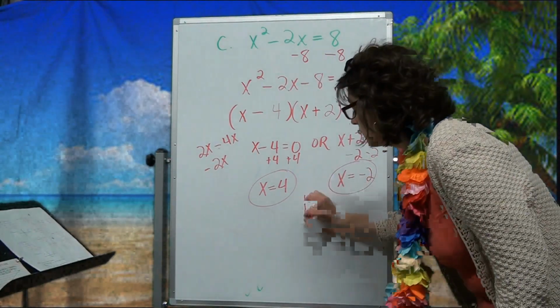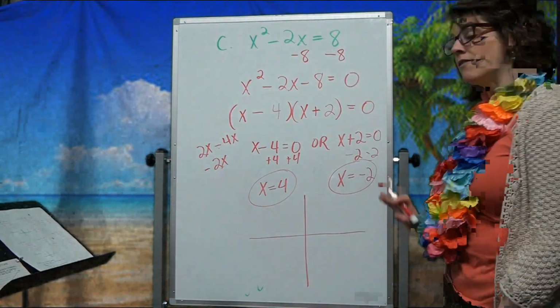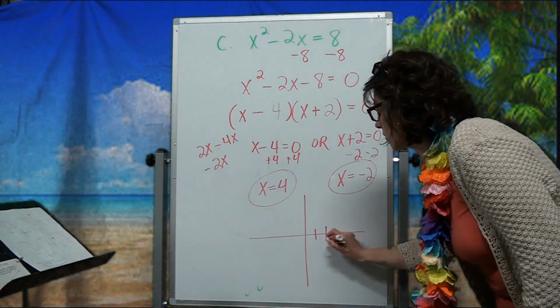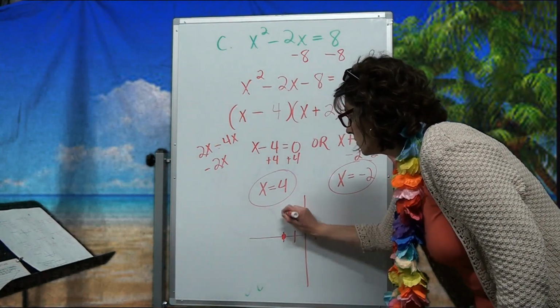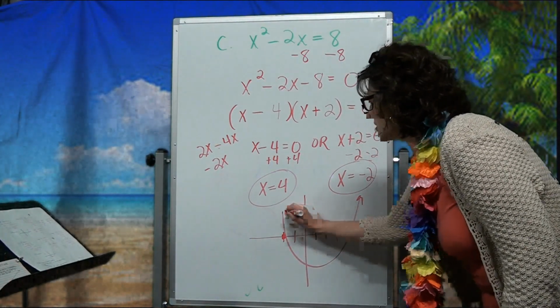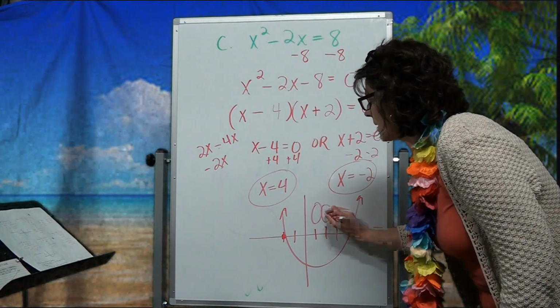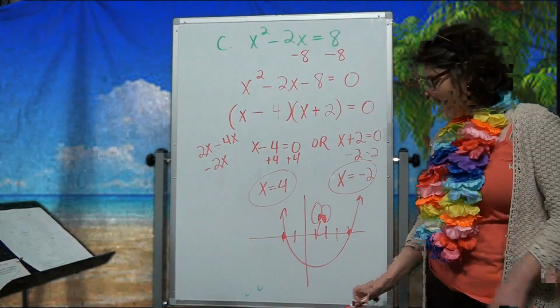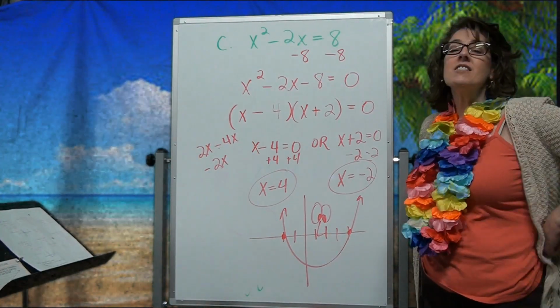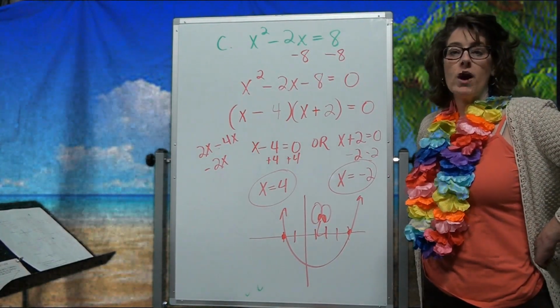But again, very important to understand that this means that if I was to graph that parabola, it would cross right here at 4 and right here at negative 2. And the most important part is now I can make my smiley face just because it makes me happy. Anyways, so this is the method of factoring to solve a quadratic.